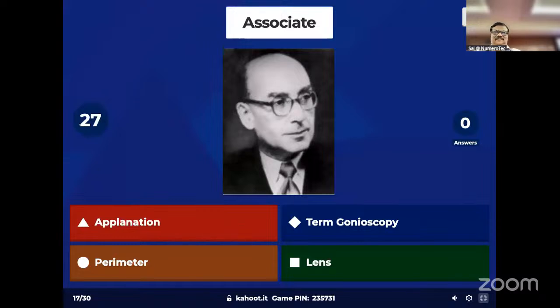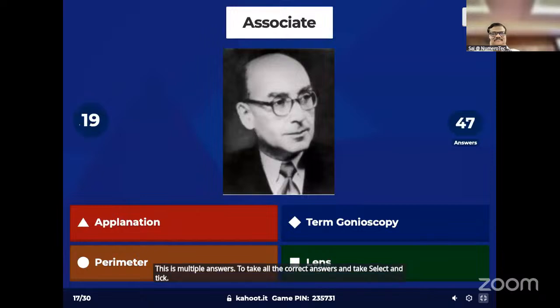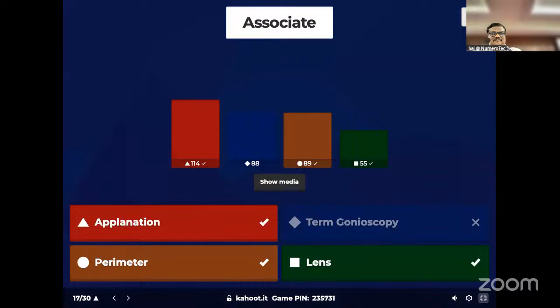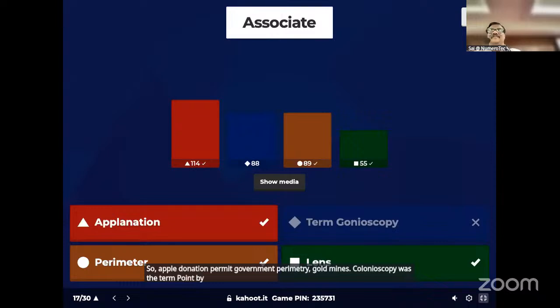This is multiple answers. You select and tick all the correct answers. Little tougher so that the order will change hopefully. So applanation, perimetry, Goldmann perimetry, Goldmann lens. Gonioscopy was a term coined by Trantas.